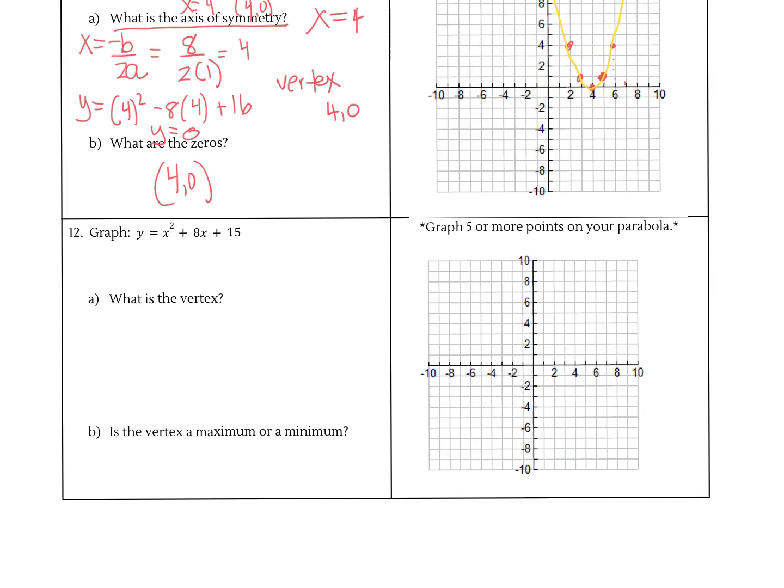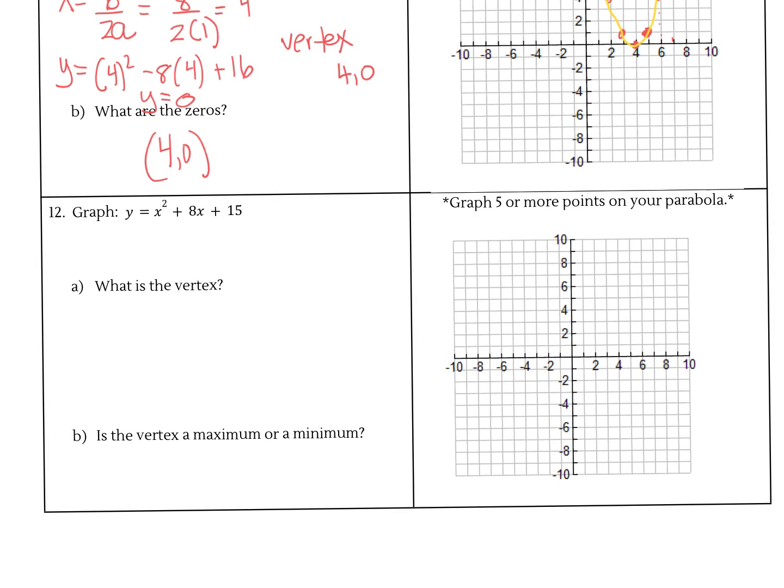All right, and our last one here, x squared plus 8x plus 15. If it asks us what the vertex is, we can say that x is equal to the opposite of b divided by 2a. Our b value is 8, so the opposite is -8, divided by 2 times a, which is 1. That is going to give us a -4 for the x-coordinate of the vertex.